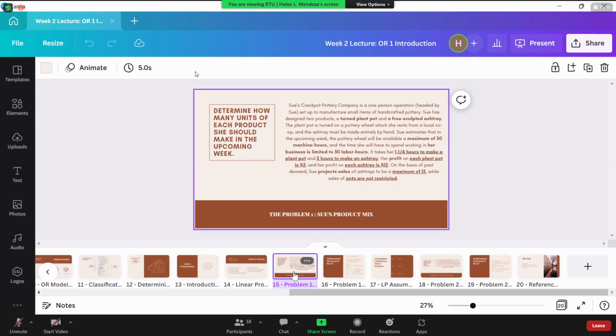It takes her 1 1/4 hours to make a pot, that is 5/4 of an hour to make a pot, and 2 hours to make an ashtray. She has a profit of $5 on a pot and $12 on an ashtray. On the basis of past demand, Sue projects sales of ashtrays to be a maximum of 15, while sales of pots are not restricted. So this is what we usually ask: how did she know there is a maximum of 15, that she should produce a maximum of only 15 ashtrays?